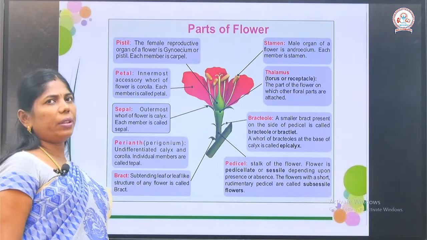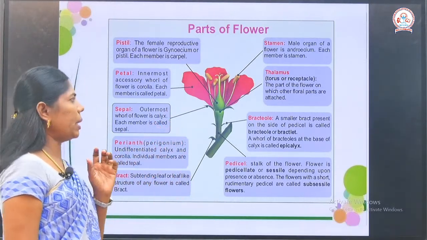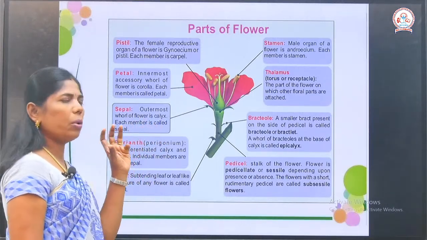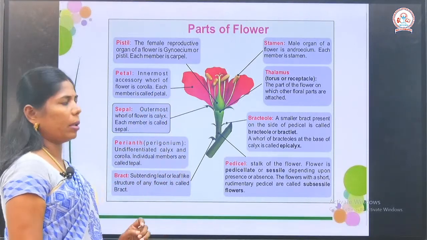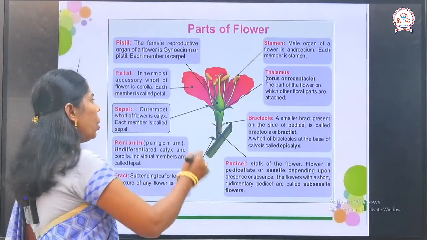So, parts of a flower. The flower is a modified shoot. Without a flower, they cannot do sexual reproduction. Okay. So, what are the parts in a flower? Actually, a flower is attached to the stem with the help of a small stalk.